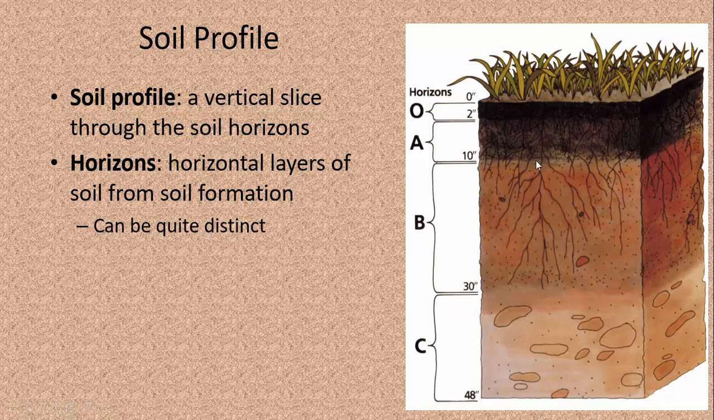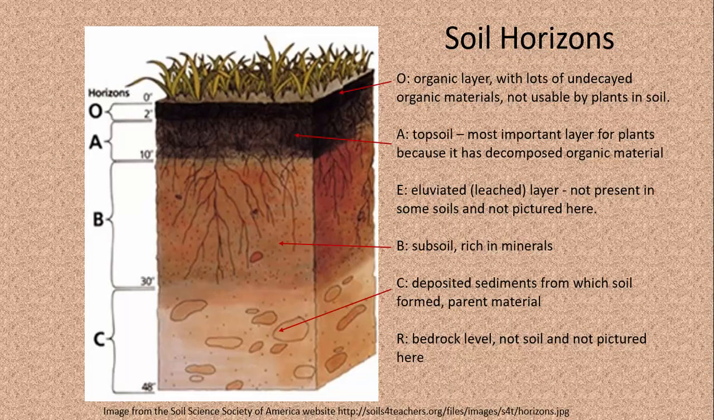They can be quite distinct in some cases, and in other soils the layers are less distinct because the soil has less formation going on because there's less water. So desert soils, for example, don't have very distinct layers. This is a nice image of soil horizons, although it is a little bit blurry. If you want to see the actual image, you can go to the Soil Science Society of America website and Soil for Teachers, and you can check it out.